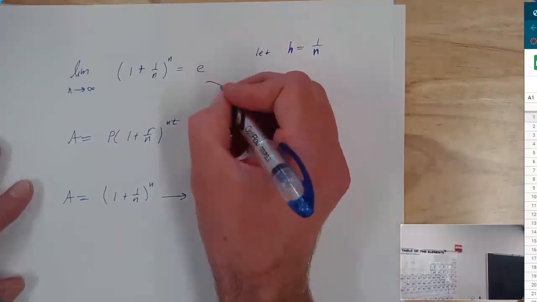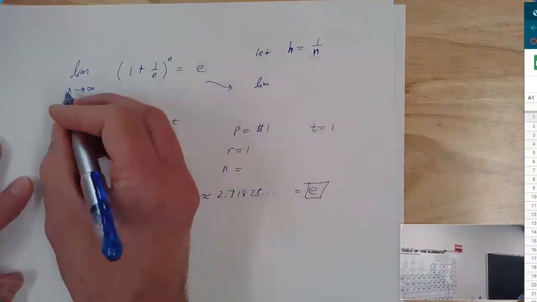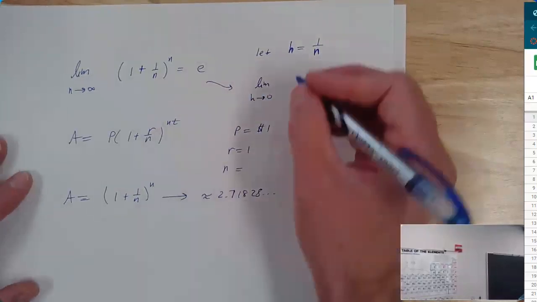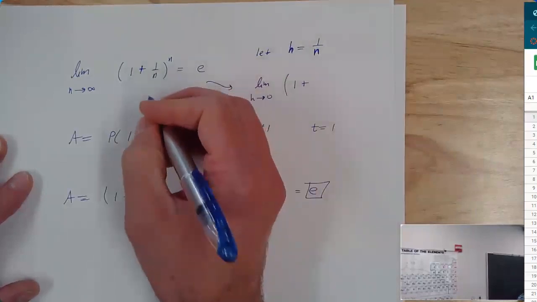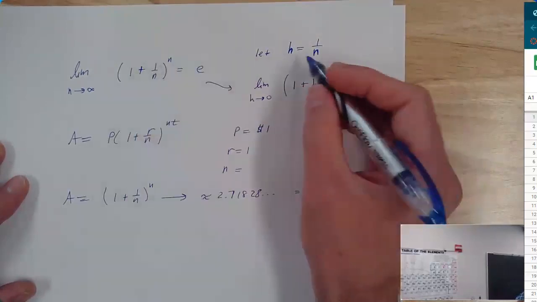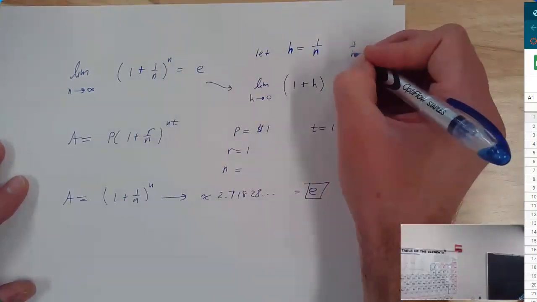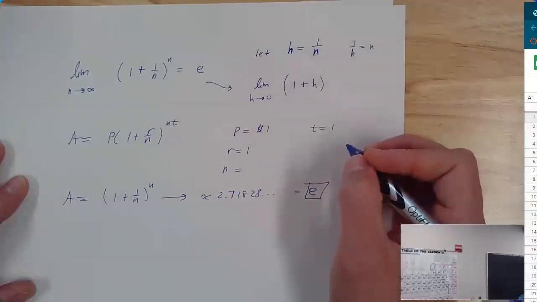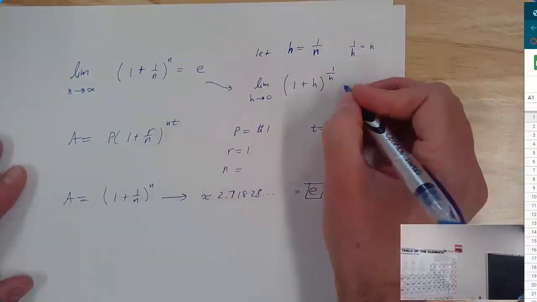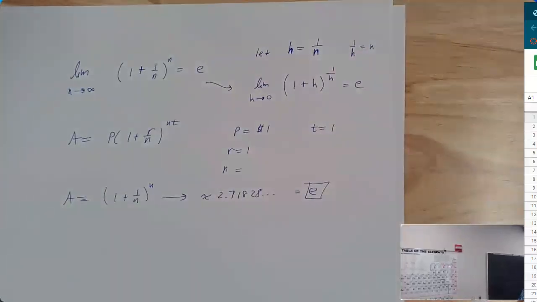Right, going to 0. So I could rewrite this as the limit, instead of n going to infinity, h going to 0. Same idea. And instead of 1 plus 1 over n, I have 1 plus h. And instead of to the power of n, well, if h is equal to 1 over n, then 1 over h is equal to n. So this is to the power of 1 over h. And that limit is the same. We're going to use that. It's just like a substitution, really. I'm just substituting in h equal to 1 over n or n equal to 1 over h, whichever way you want to think of it.